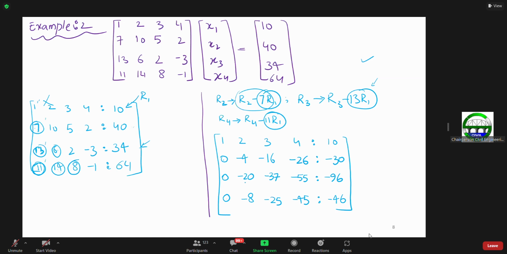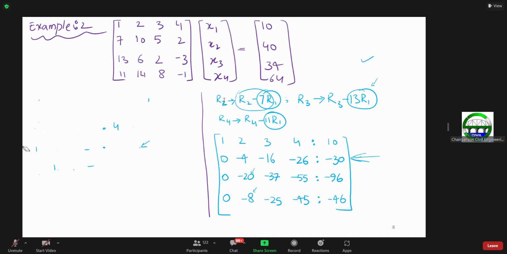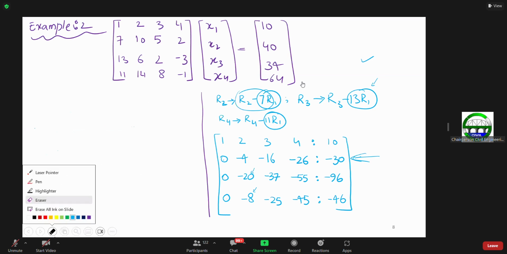Now our next objective is to make this one and this one equal to 0 using this row. Again, we have to make this one and this one equal to 0 using only this row. Okay, so let's try. I will remove this one and then okay.